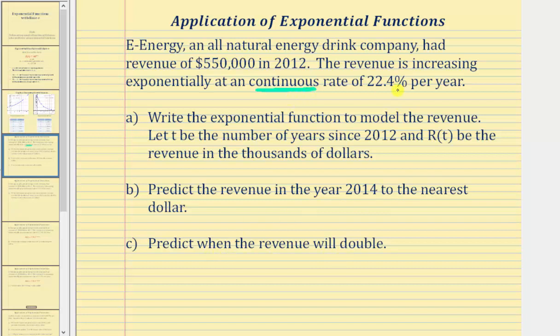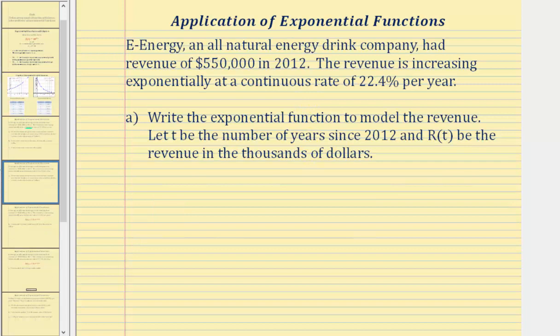Notice here, because we have a continuous growth rate, we can model the revenue using an exponential function with base e. So the revenue function is going to be in the form of r of t equals a times e raised to the power of kt, where again a is the initial or starting amount, k is going to be the continuous growth rate, and t is going to be, in this case, the number of years since 2012. So starting with a, we need to be a little bit careful because r of t is in thousands of dollars. So a is not going to be 550,000. A is going to be just 550, again because the function value is in thousands of dollars.